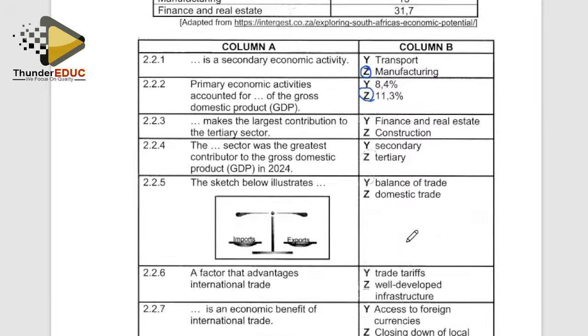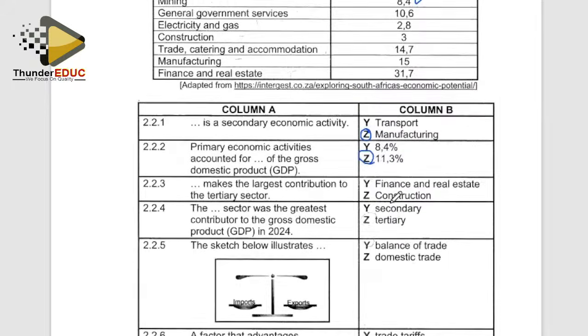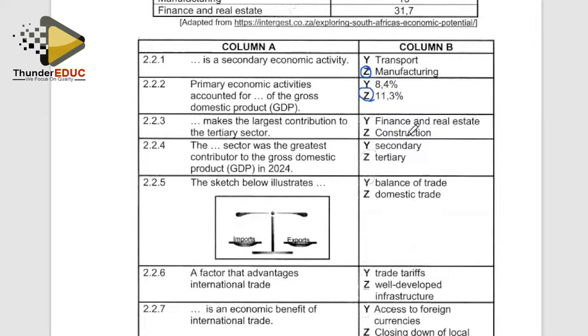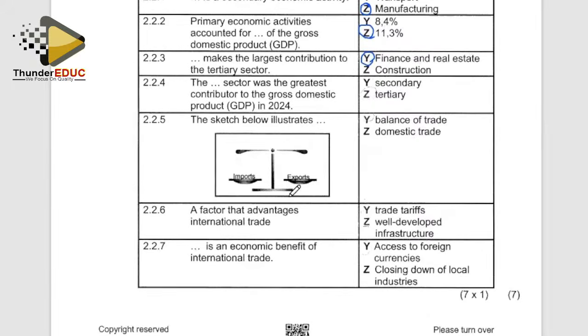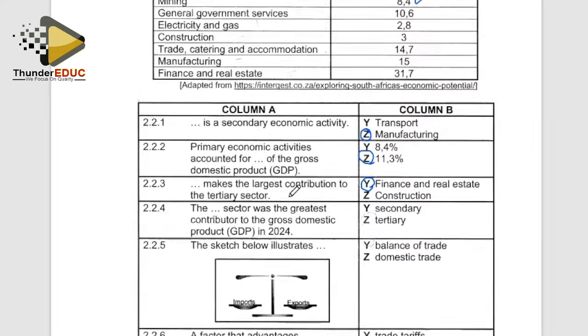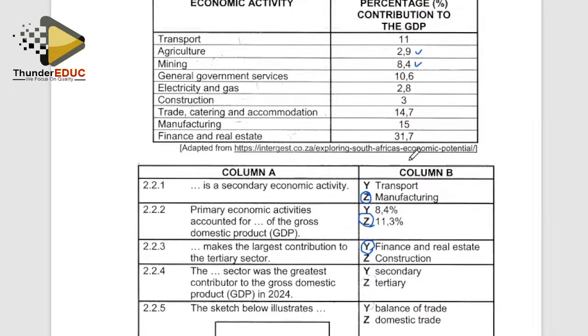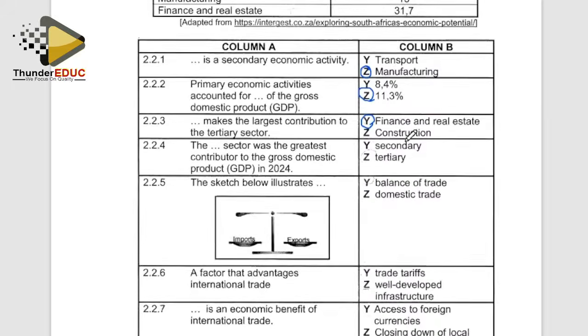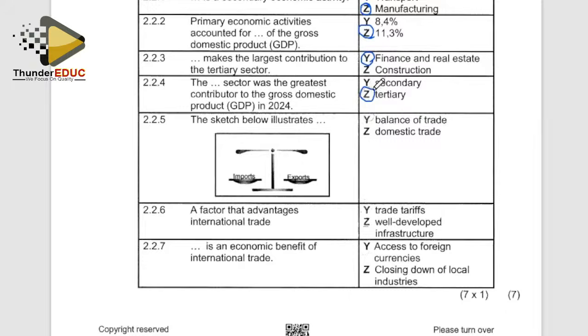Right, then the next question: dash makes the largest contribution to the tertiary sector. If you compare these two without even going to the table, finance and real estate, and construction, construction is a secondary activity, so it's not tertiary. So our correct response is Y. The dash sector was the greatest contributor to the GDP in 2024. We just have to look at 2024 and look at the sectors here. Finance and real estate is tertiary, trade and catering is tertiary, with 14 and 31. There's no other figure bigger than 31, which means the highest contribution came from the tertiary sector.